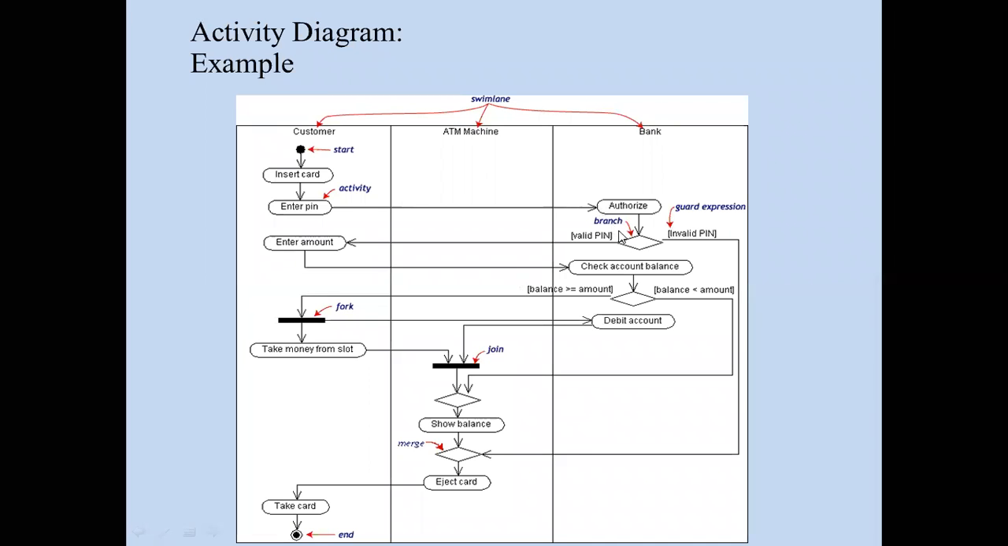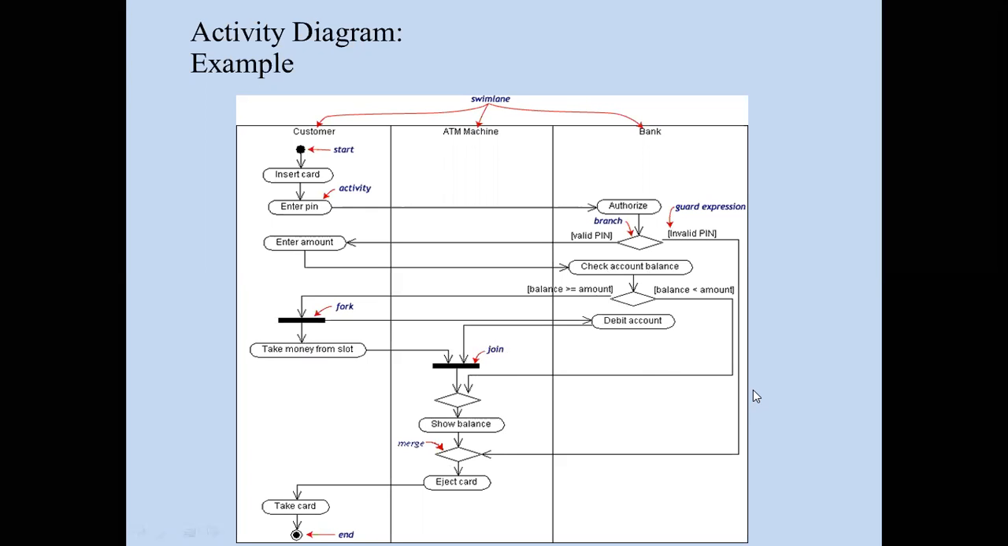If this pin is valid, then process further. Then we are going to enter the amount. Then the bank will check the account balance. If the balance is greater than the amount, then we are going to withdraw or debit that amount from that account. If it is less than, then we are going to show the balance and exit the system. Here you can see the fork and join. This is the activity diagram.